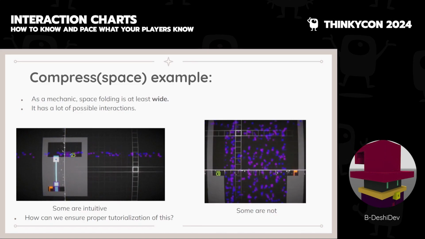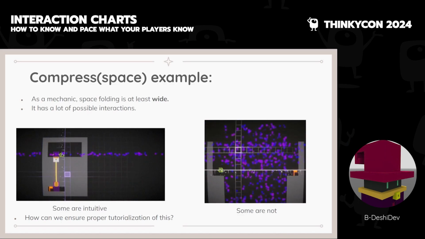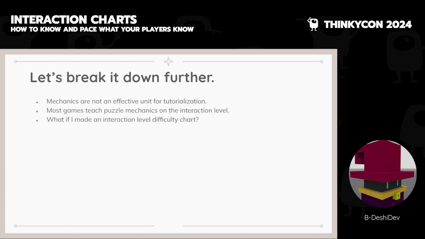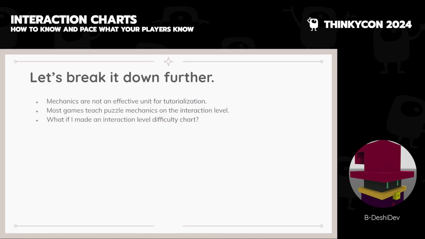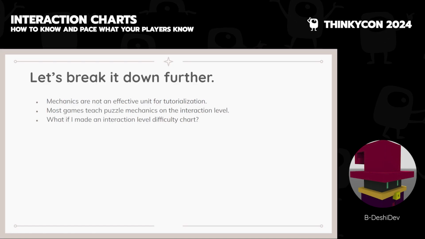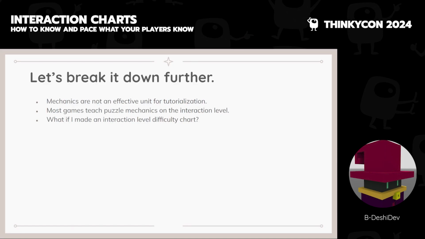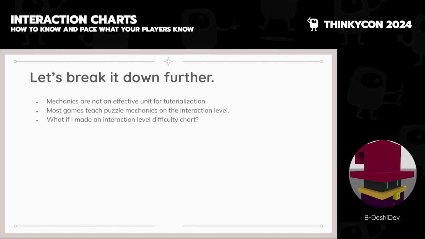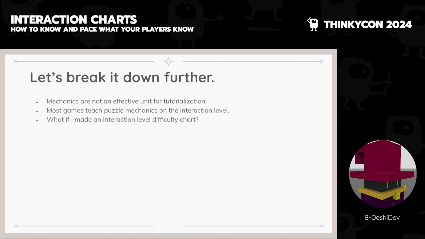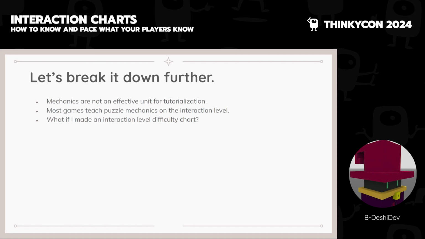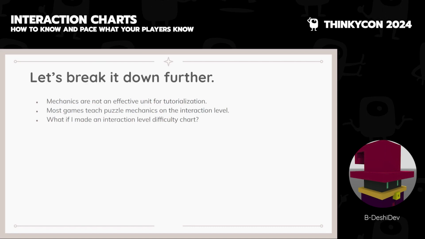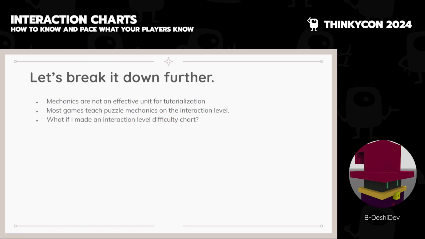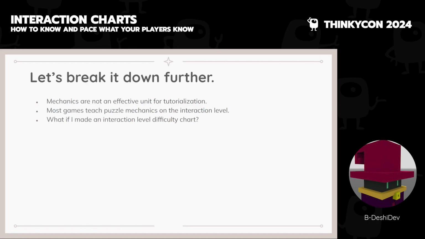So how can we ensure proper tutorialization across a whole host of aspects such as this? In other words, mechanics are not an effective unit for tutorialization. In fact, most puzzle games teach mechanics in a very small scope. They have a very simple level where you can do at most one interaction with the mechanic, and then subsequent levels introduce more interactions slowly. So puzzle games tend to teach mechanics on the interaction level.